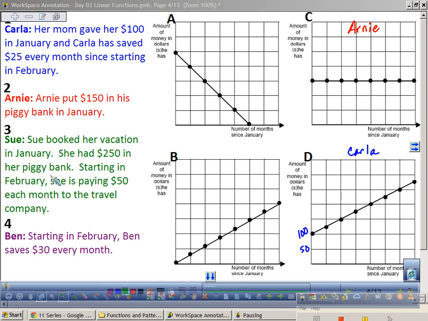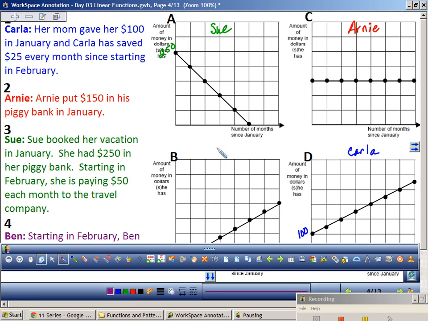Sue is what? I think Sue is A because she had Social Security dollars in the same bank, and then she has $50 every month for travel. It keeps dropping. So it's dropping by 50. Good, good, or decreasing, right? So that means Ben must be this one here.